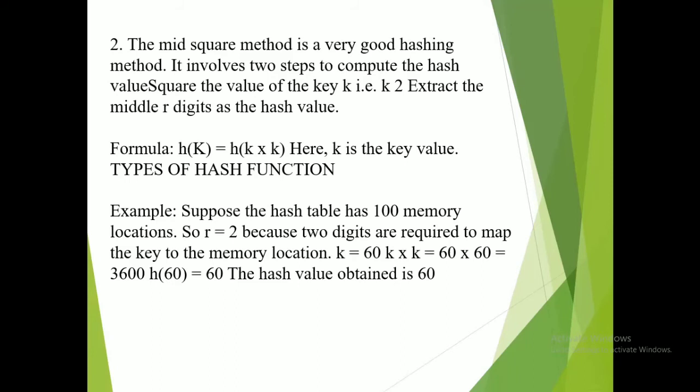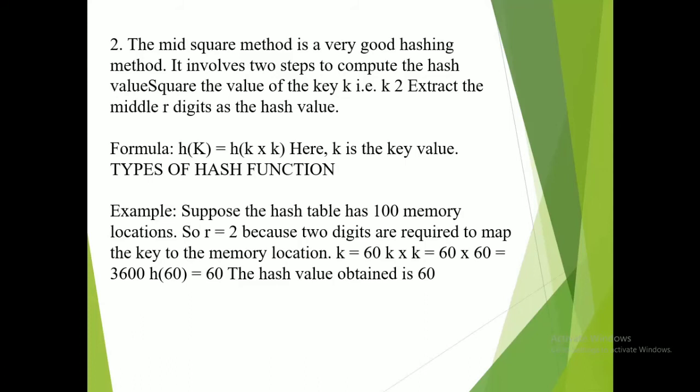It is a very good hashing method. It involves two steps to compute the hash function value: square the value of the key, that is k, and extract the middle r digits as the hash value. Formula: h(k) = h(k x k). Here k is the key value.